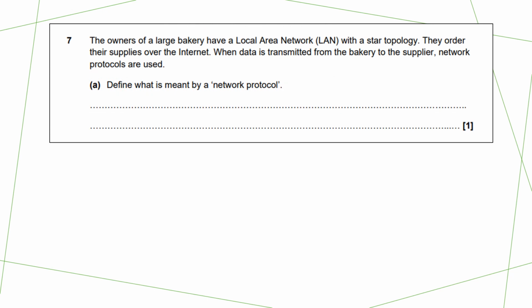Moving on to question 7. It says the owners of a large bakery have a local area network with a star topology. They order their supplies over the internet. When data is transmitted from the bakery to the supplier, network protocols are used. Define what is meant by a network protocol. Again, it's only 1 mark, so we just need a very short definition. So try and write your best definition now, and we'll move on to the next question.